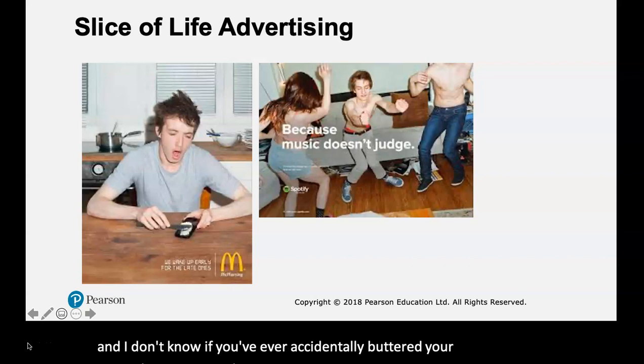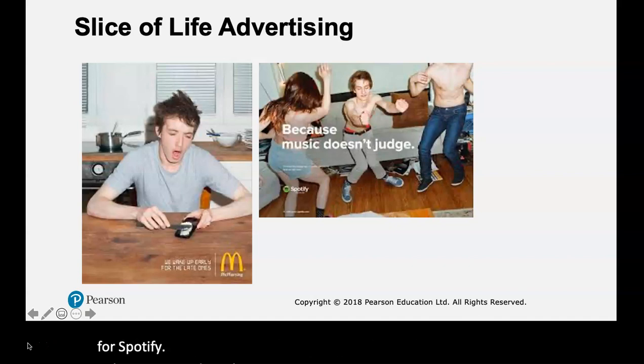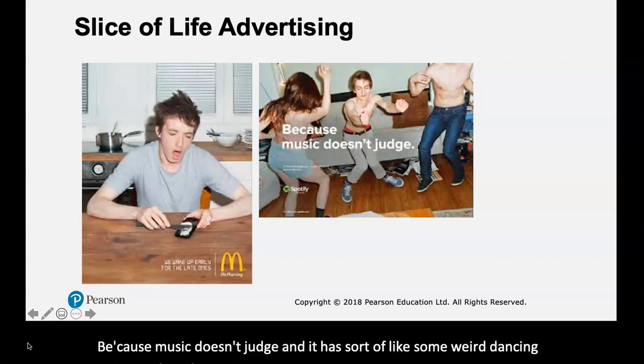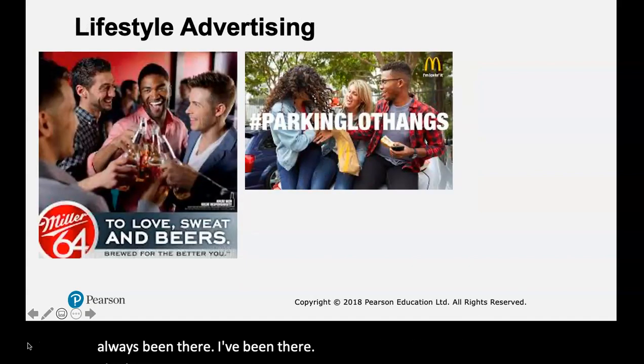And then the next one is an ad for Spotify, because music doesn't judge, and it has sort of like some weird dancing going on there. But another group your age, target audience that's specifically in your age group, and it's just a slice of life. I mean, you all have been there. I've been there, but that's an example of slice of life.